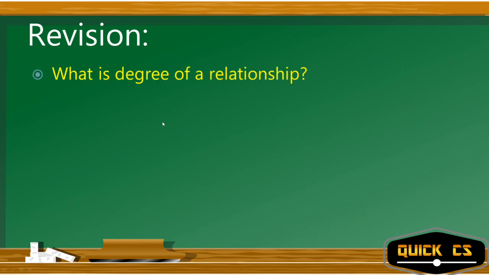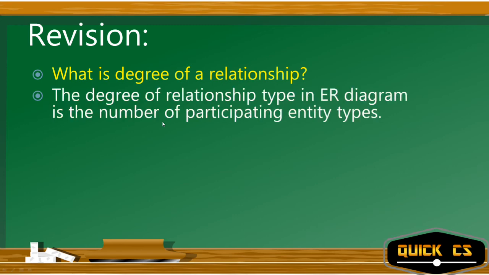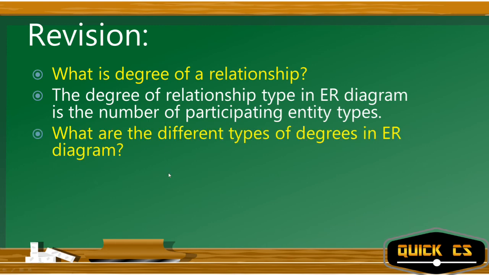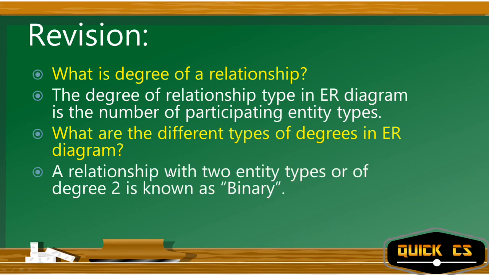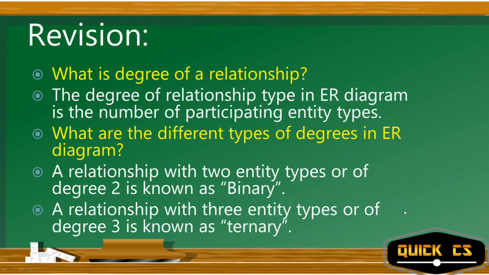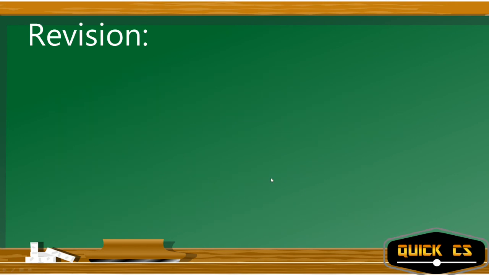Now we'll do the revision. First thing, we learned the definition, that is what is degree of relationship. The degree of relationship is the number of participating entity types with that relationship set. Okay. Now what are the different types of degrees in ER diagram? Well, there are multiple. The one is called unary, that is of degree 1. Of degree 2 is called binary. Of degree 3 is called ternary, and so on. But the most common ones are known as binary, that is of degree 2. A relationship with 3 is known as ternary. We have seen over here.